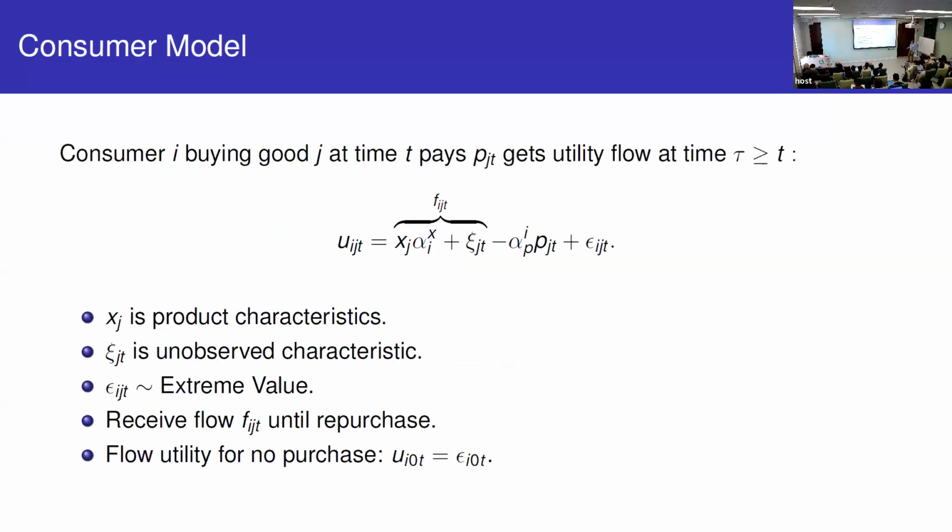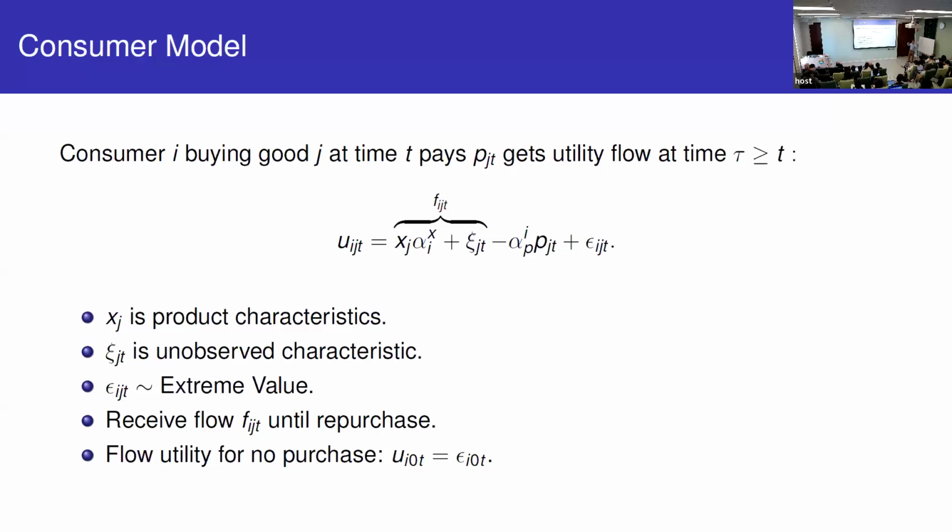Okay, so here's now the flow utility. This is the utility you get in period T from buying a product. It's going to be similar to before. There's going to be observed product characteristics times alpha plus this unobserved product characteristic, pay a price, get an epsilon. And these two together are going to be the flow utility that you get going forward. So we're going to imagine you buy the product, and then your state variable will be this flow utility. You get this flow utility every period thereafter.